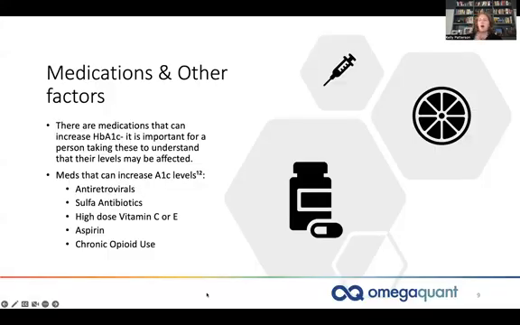Also, as a note, there are many medications and other factors that may affect your A1C. Things like antiretrovirals, sulfa antibiotics, high dose vitamin C or E, aspirin, and chronic opioid use can all affect those A1C numbers. So if you are someone who's taking a really high dose of supplements, things like vitamin C or E, just keep that in mind when you take a look at your results. That's just something to note. Okay.